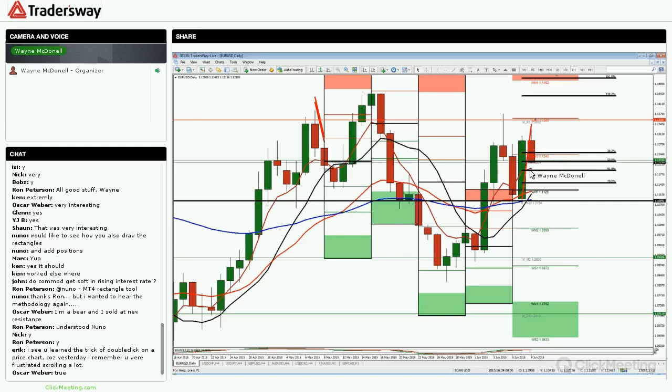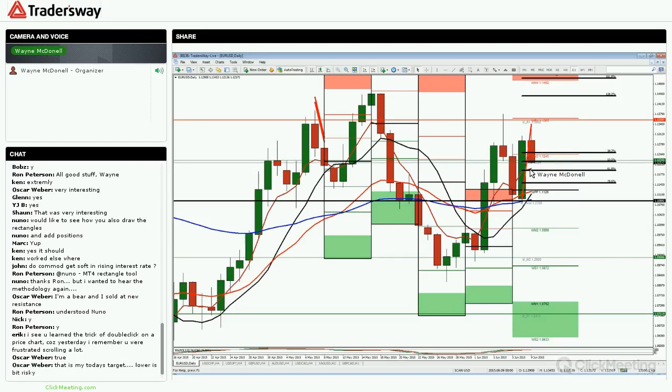You see the 5 EMA here? 5 EMA is worth 111.97.8. So let's just call it 112. A bull might want to buy that sucker up.